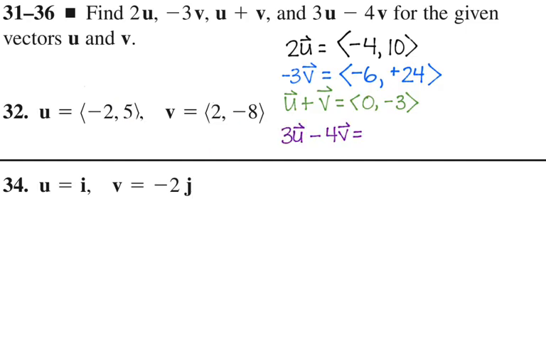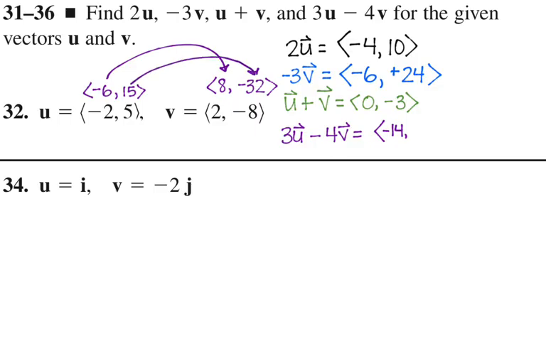For this last one, for problem number 32, we are going to multiply vector u by 3 and vector v by 4 and then subtract. So I multiplied each of them, and then I'm going to subtract negative 6 minus 8, and I get negative 14. I'm going to subtract 15 minus negative 32, which means 15 plus 32, and we get 47. And you're going to do the same idea with the odd problems that were assigned.